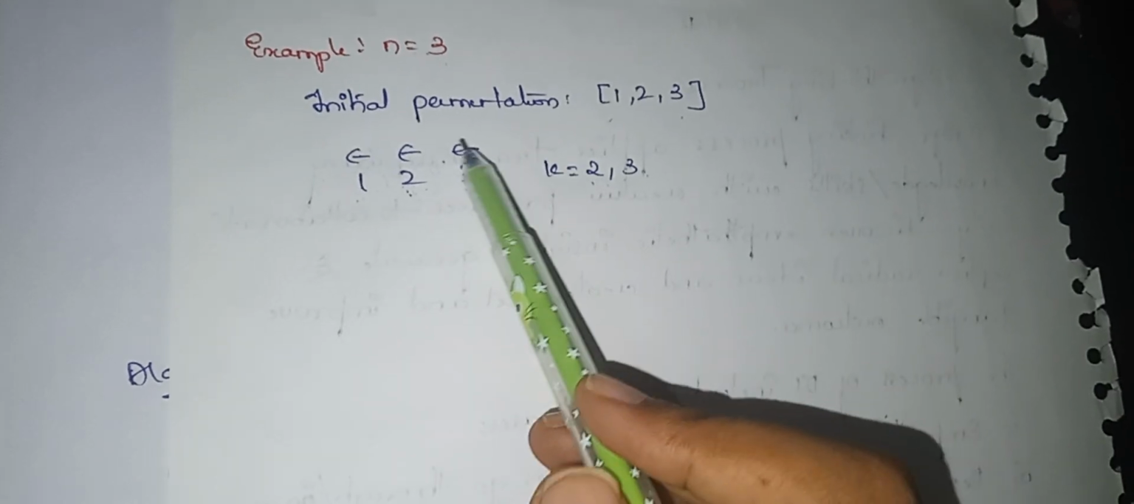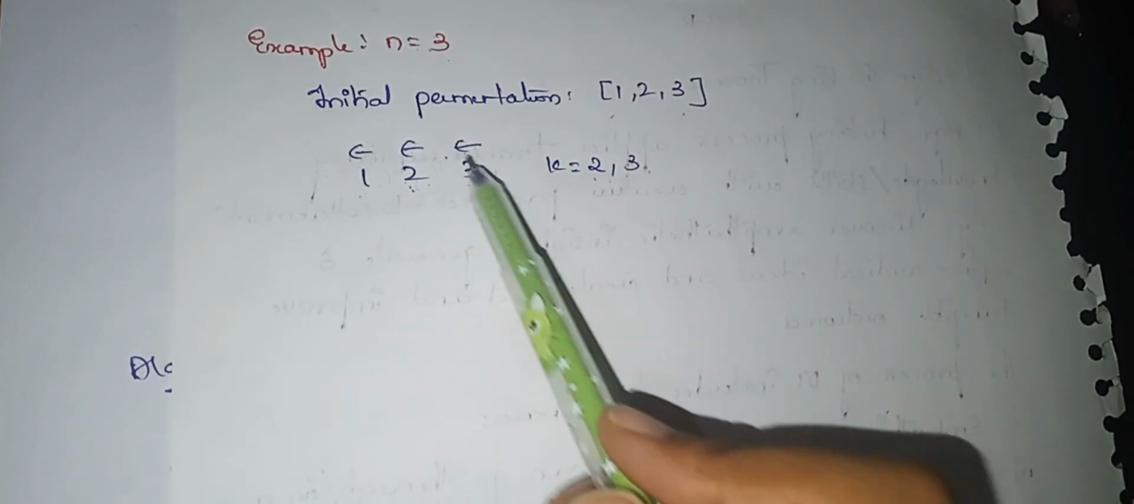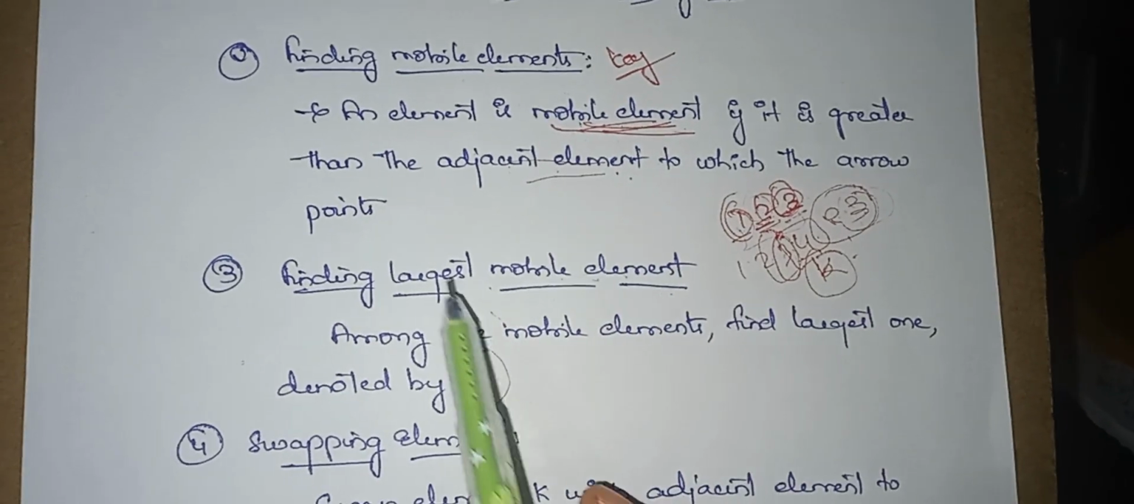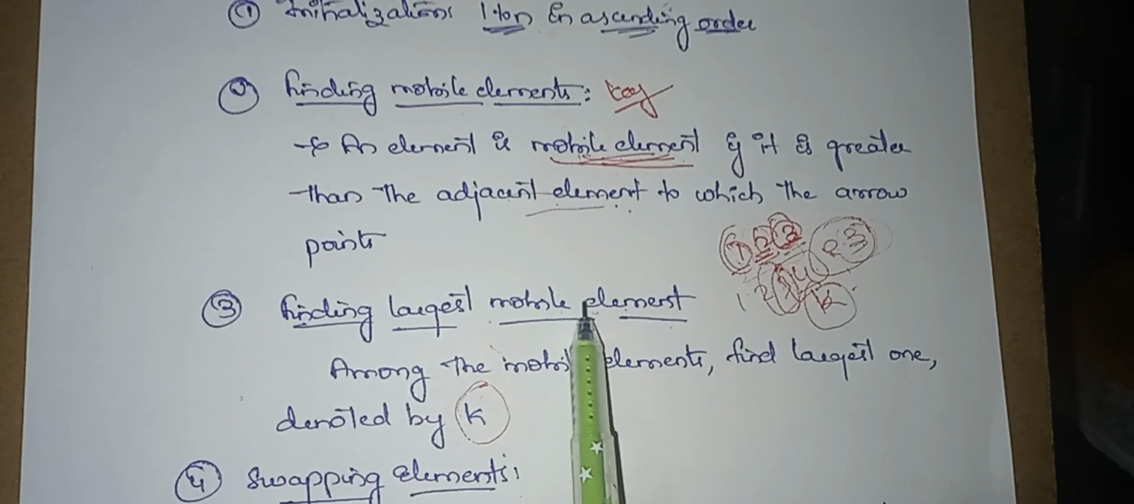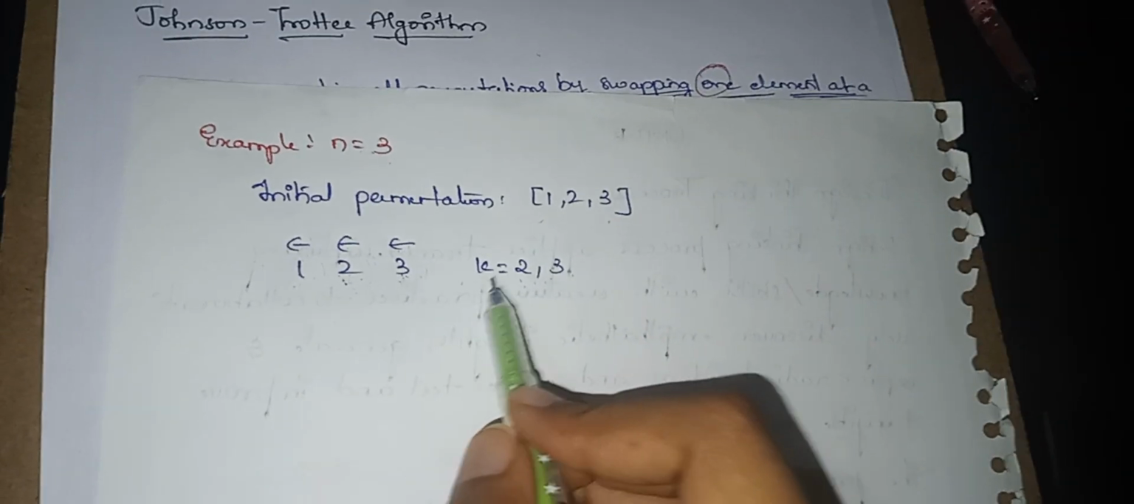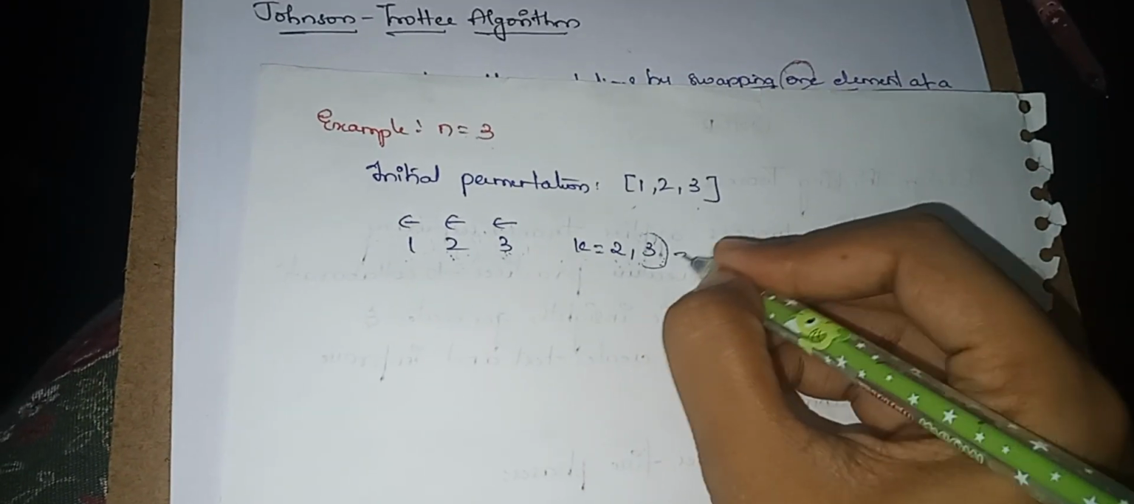So these are the two steps we have done. The first step is the initial permutation: arrange the elements in ascending order. The next step is, based on the arrows pointing in the direction, compare the elements and identify the mobile elements. So far I got mobile elements 2, 3. Now according to the algorithm we have discussed, once the mobile elements are identified, you have to find the largest mobile element. Amongst the mobile elements I got, I have to pick the largest. In our example, k is equal to 2, 3, the largest mobile element is 3, so k is equal to 3 is the largest mobile element.